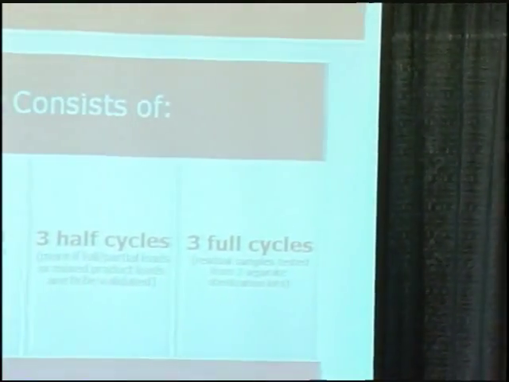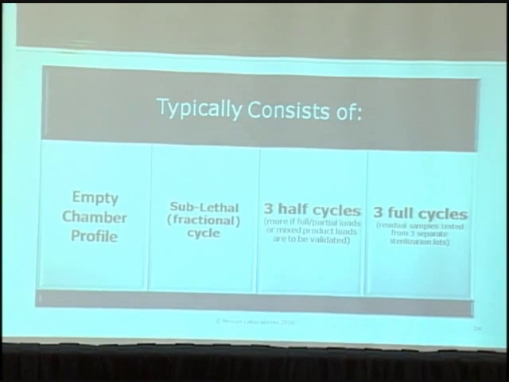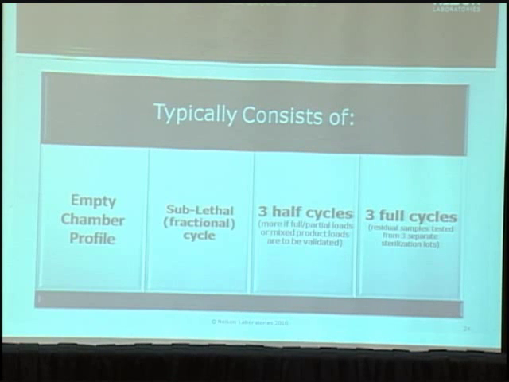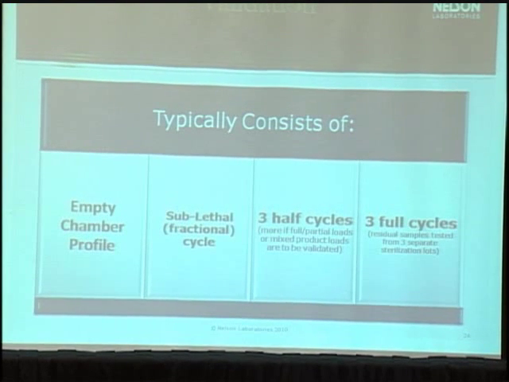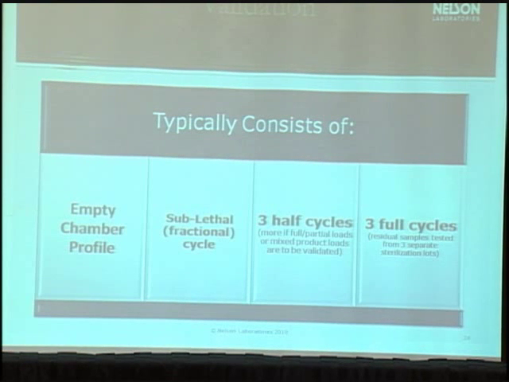Once you've done all this upfront testing, you're basically down to the validation process. A normal validation will consist of an empty chamber profile, which is basically repeated once a year. That's to make sure that the sterilizer is still operating correctly, that it's within the same tolerances. There's a requirement that the empty chamber profile during exposure, during that sterilization part of the cycle, has to be a range of plus or minus 3 degrees Celsius. So there can't be a bigger range than that for the empty chamber.